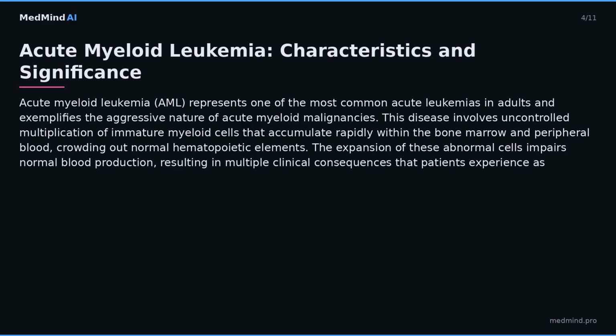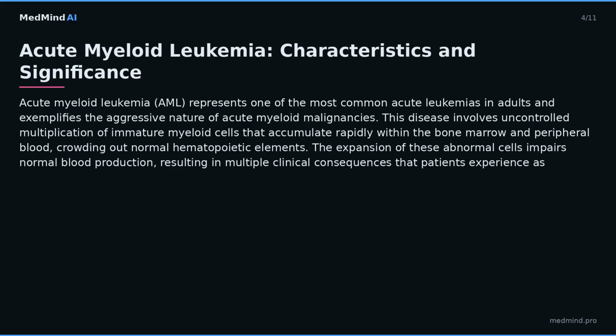Patients with newly diagnosed AML frequently present with symptoms reflecting inadequate normal blood cell production. Fatigue and dyspnea result from anemia caused by decreased red blood cell production. Easy bruising and spontaneous bleeding occur due to thrombocytopenia limiting platelet availability. Recurrent infections emerge from neutropenia and functional impairment of remaining myeloid cells.